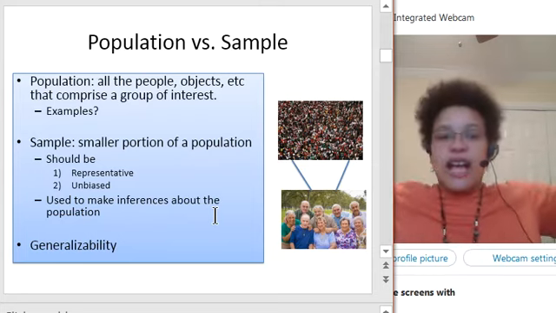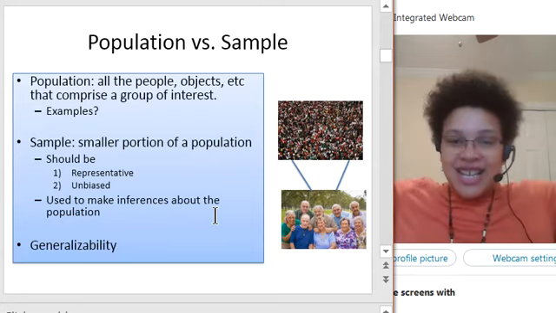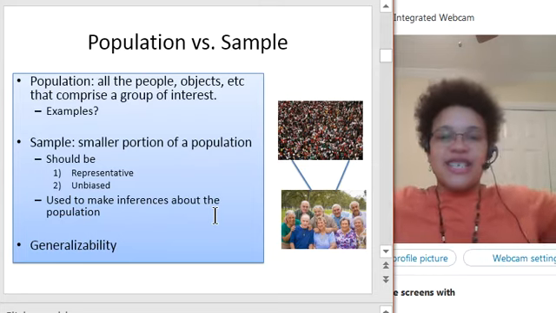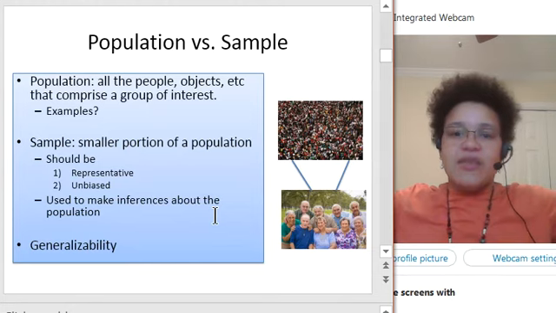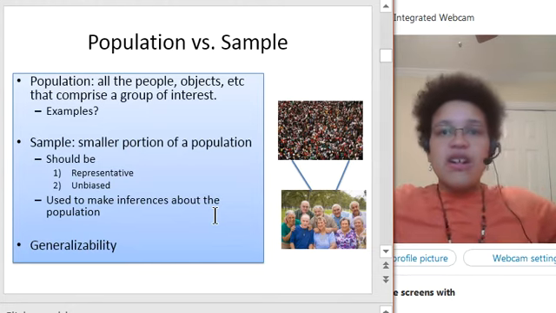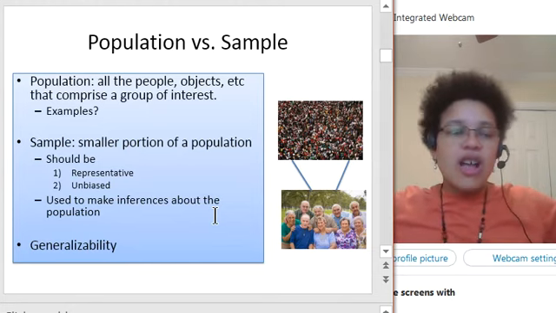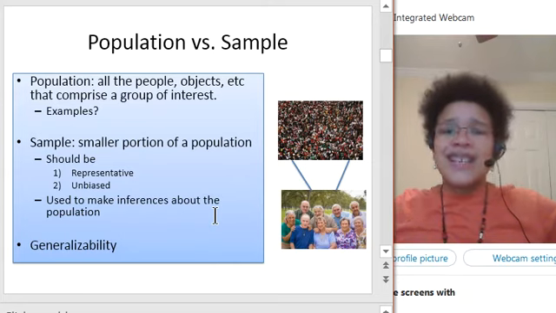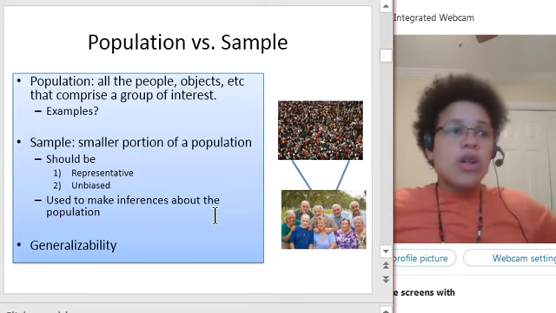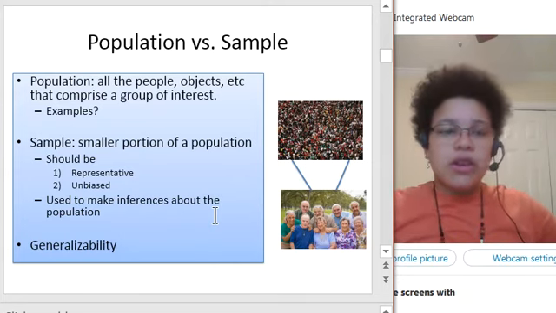Population, all the people, objects, etc., that comprise a group of interest, right? So that's everyone. Examples are all third graders, okay? All adolescents, all football players, okay?